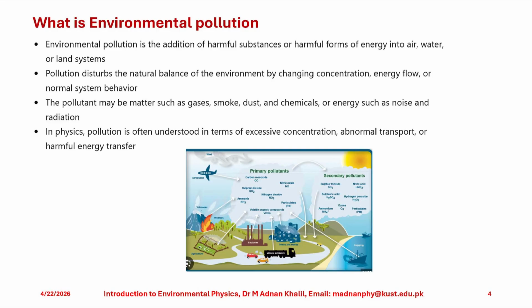The figure here is very important. It shows both primary pollutants and secondary pollutants. Primary pollutants are emitted directly from sources like factories and vehicles. Secondary pollutants are formed later in the atmosphere through reactions.